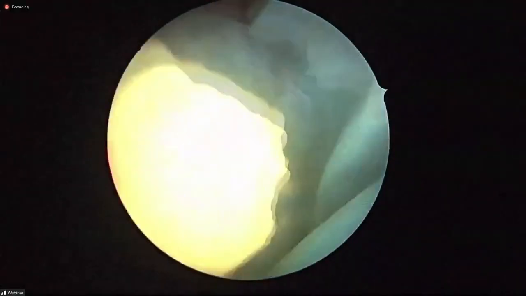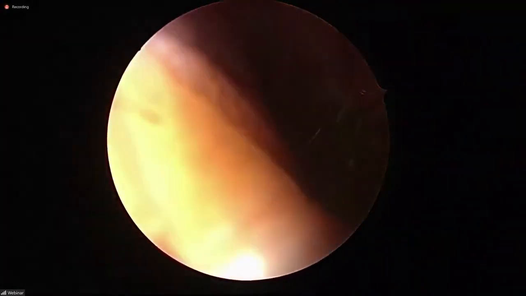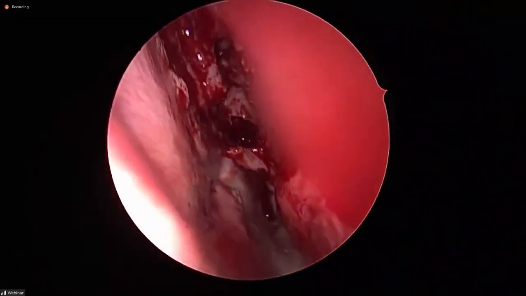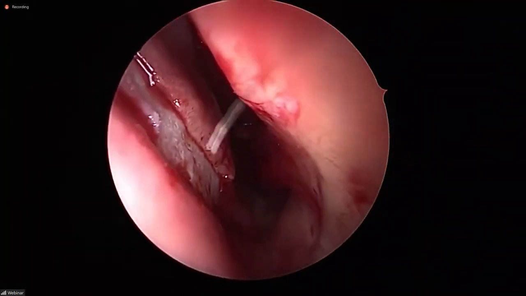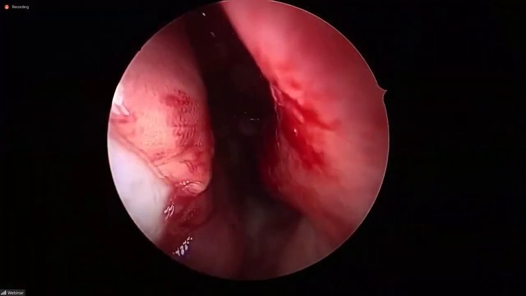Now, the last case of the day is coming. It's a bilateral FESS. Probably I'll show one side so that we can finish before 7. The other side we are not going to demonstrate.